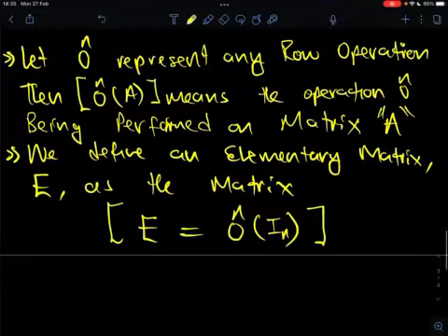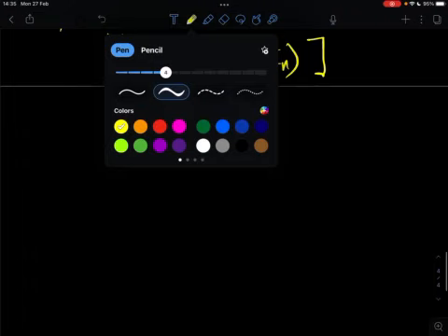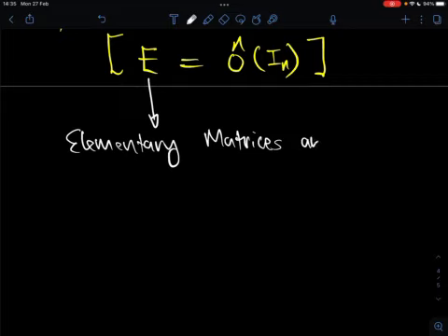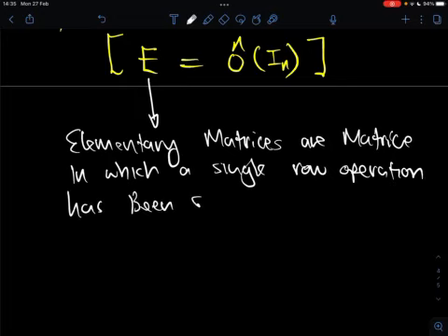One of the things I should also add as a comment is this: elementary matrices are matrices in which a single row operation has been encoded on them.